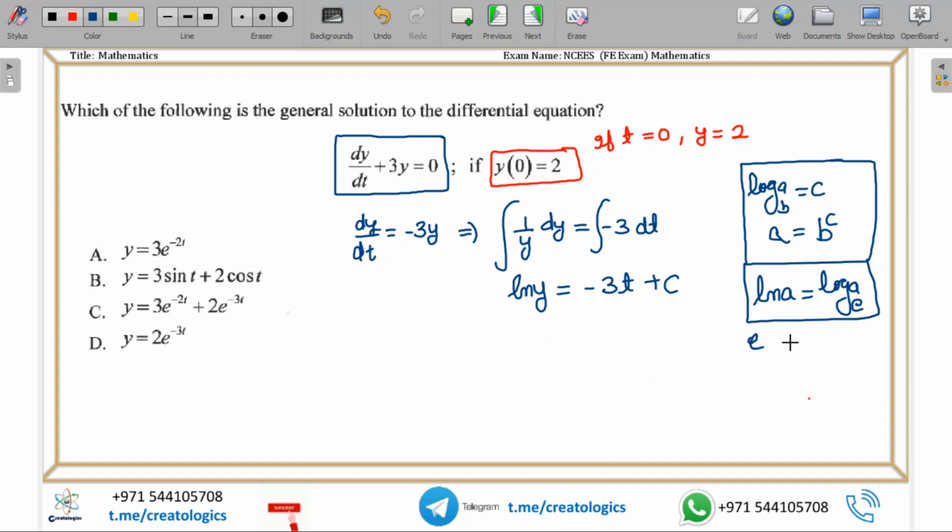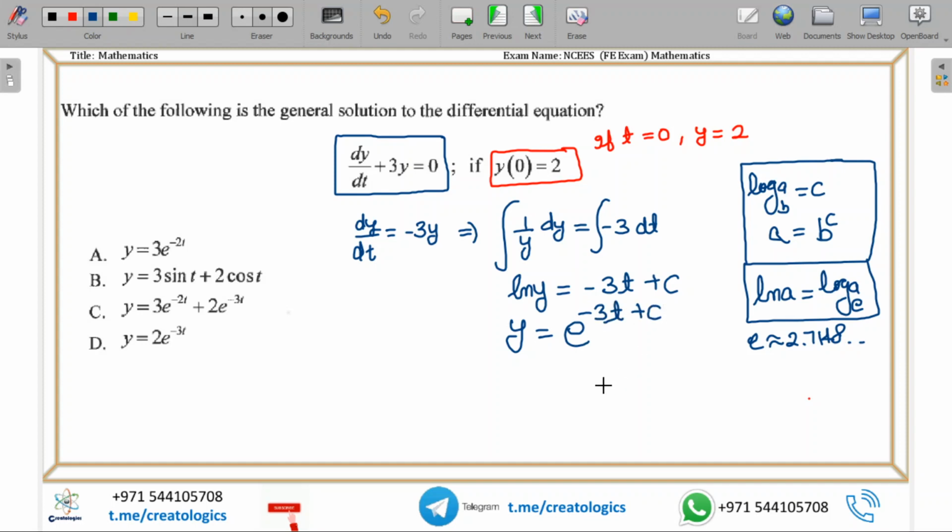e is an irrational number, its value is approximately 2.714818 and so on. You don't need this value, but you must know the approximate value of e. It's 2.71 something, that is greater than 1. You must know that e is greater than 1. So using the definition, I can say the value of y is equal to e raised to the negative 3t plus c.